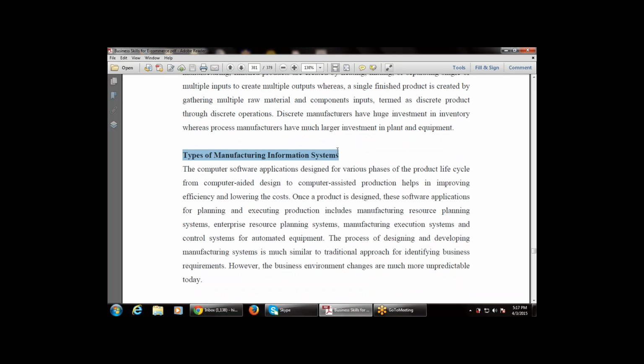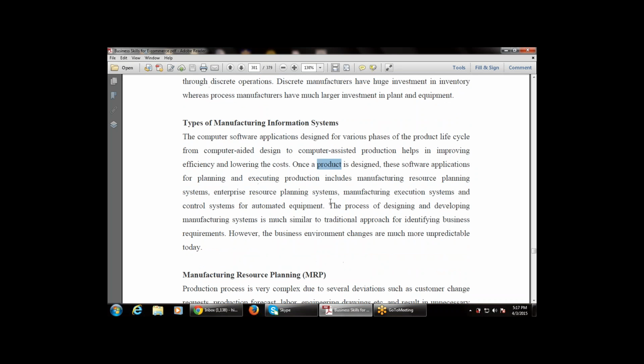Now, what are the types of MIS? That is, the types of manufacturing information system.